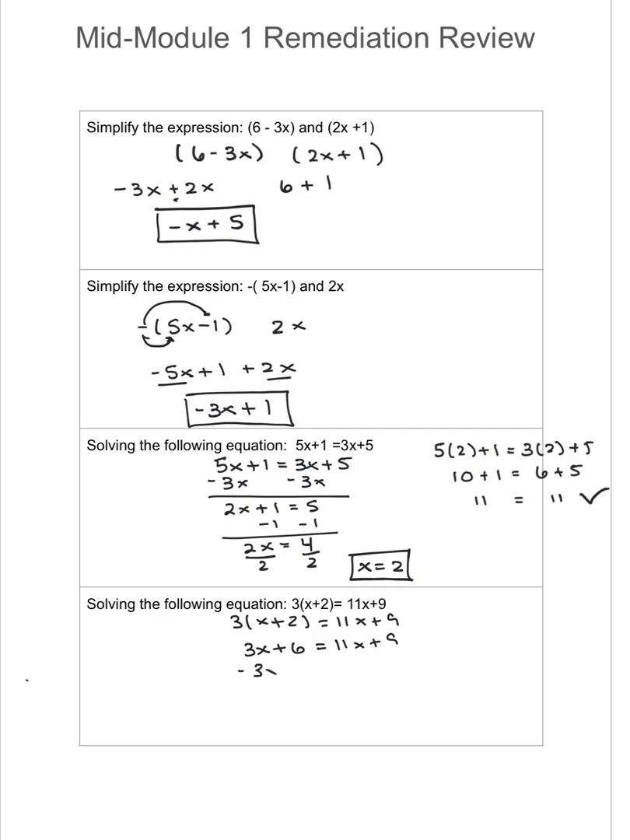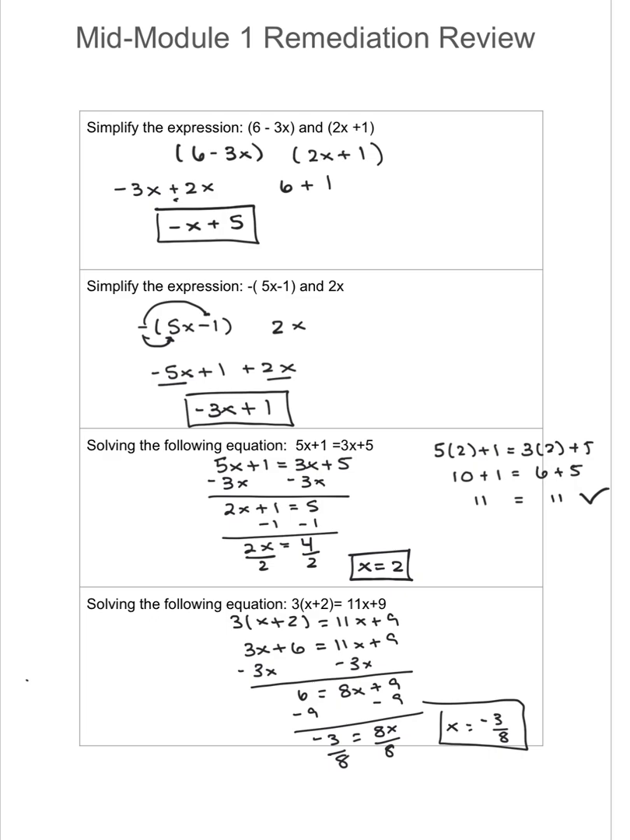So I'm going to subtract 3x from both sides. Get 6 is equal to 8x plus 9. Subtract 9 from both sides. Negative 3 is equal to 8x. Divide both sides by 8. And I get that x is equal to negative 3 over 8.